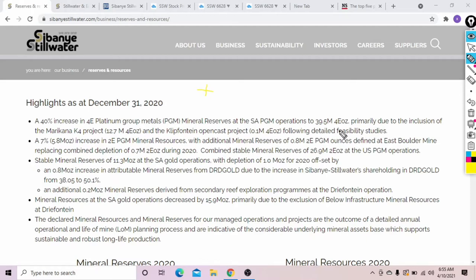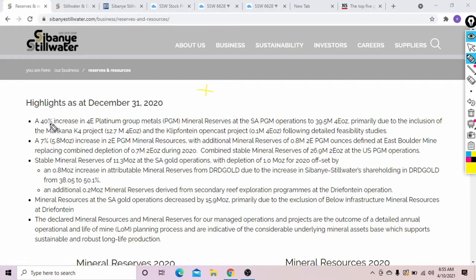So this is the study that they conducted to check if the block of ground that they have at Marikana and also at Klipfontein open cast is economically feasible. It can be mined and we can make money out of it. So now, the study was a success.